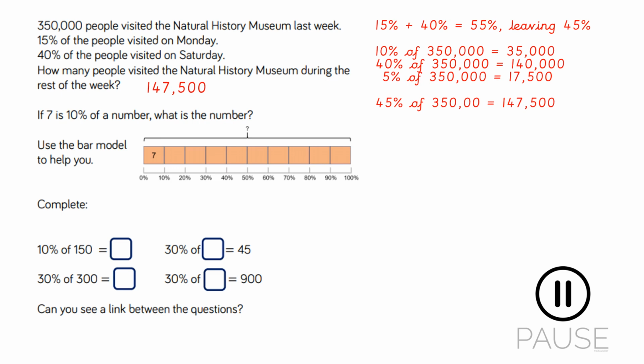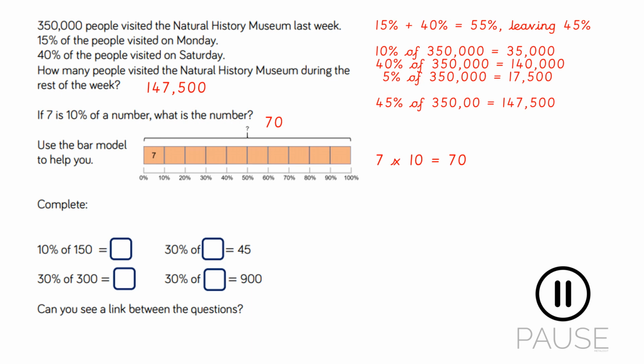The next question says, if 7 is 10% of a number, what is the number? Use the bar model if you need to help you. Well, basically we're doing the inverse. Normally to find 10% we would divide by 10. So working backwards to find 100%, or the original number, we would need to times by 10. So 7 times by 10 is 70. So the answer is 70.